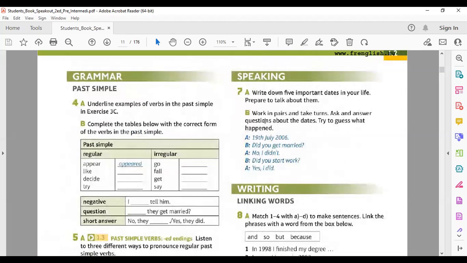So I want you to write down 5 important dates. This is difficult since you're young. Okay, 2 different dates, and tell us about them in the past. You can write, for example, the date that you graduated from secondary school, or any other important event in your life you want to share. So feel free. I really want you to try to speak more. But again, if you don't want to share, it's okay.